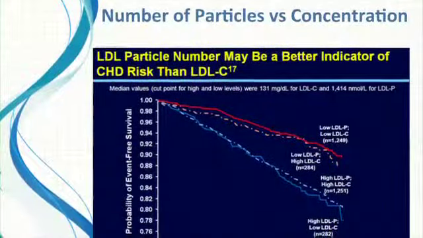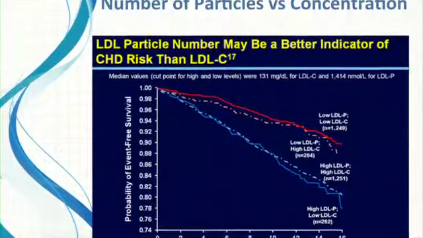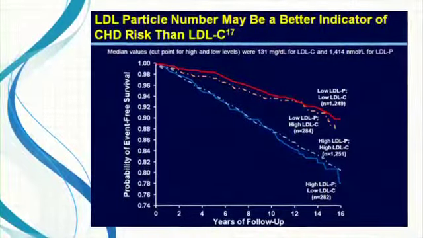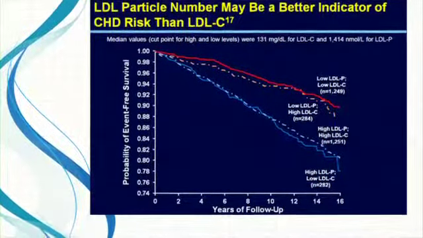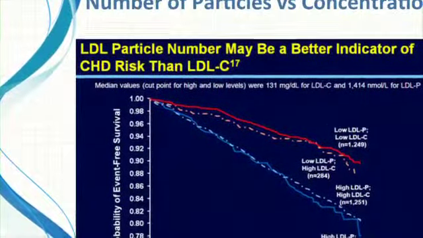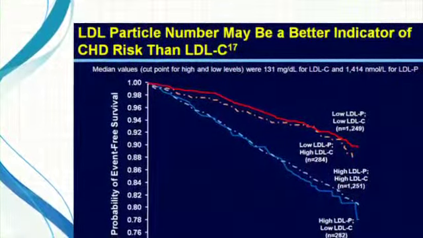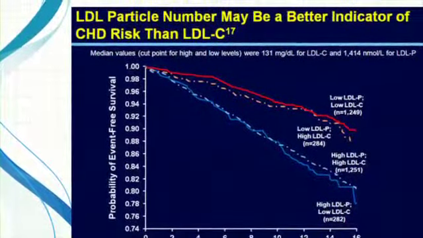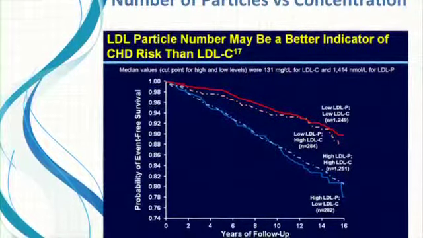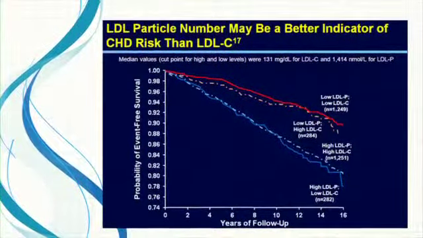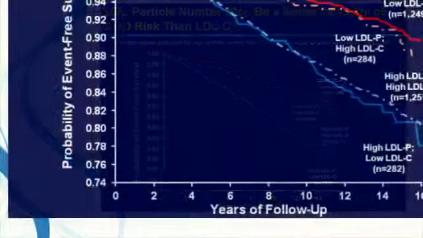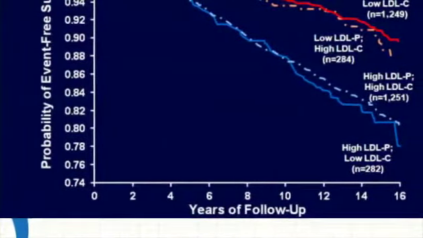This next slide also demonstrates that the LDL particle number may be a better indicator of risk than just the LDL concentration. And you can see by the line the probability of event-free survival is really much greater when you have both low LDL-P and low LDL-C. Just because you have a low LDL-C, if you have a high LDL-P, in other words, a high number of particles, that's the lowest line in this graph.